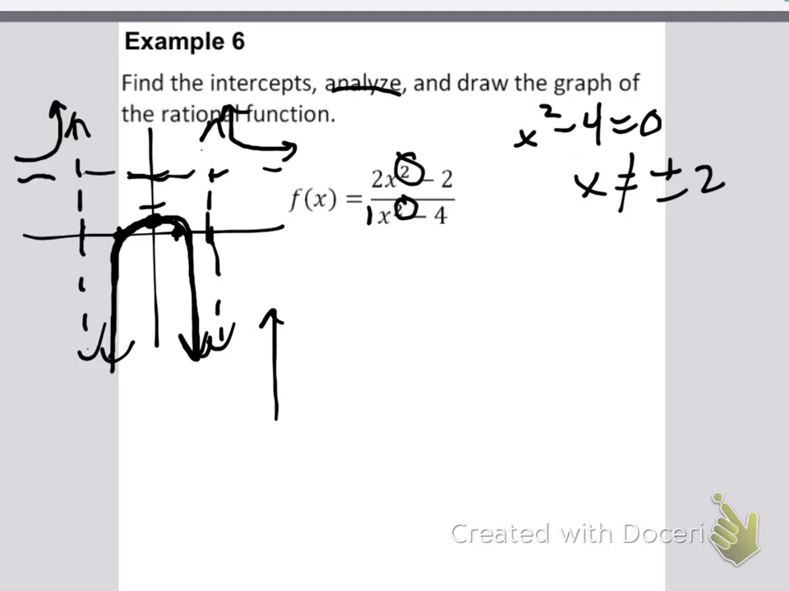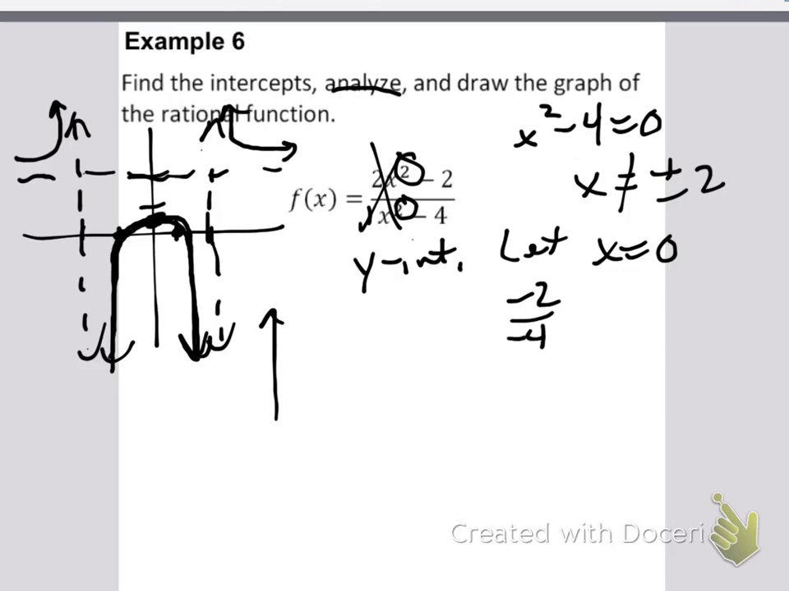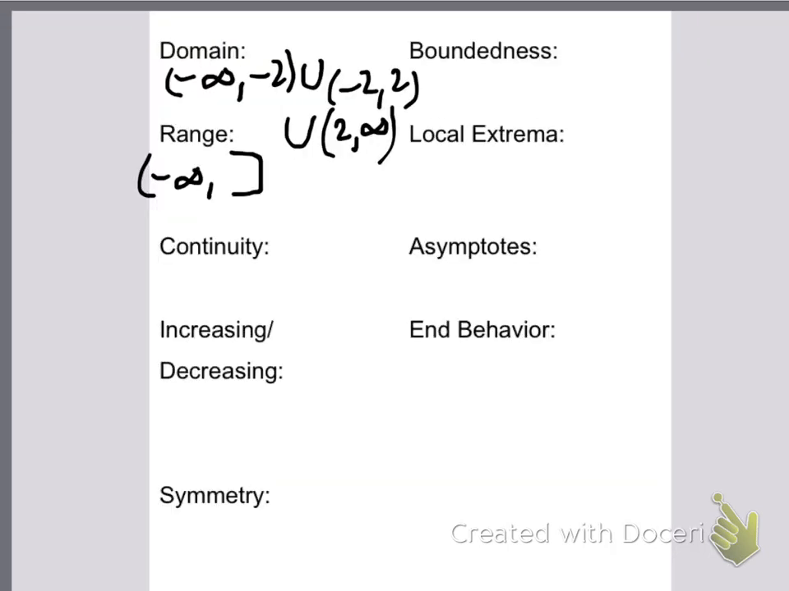This point right here is the y-intercept, right? So, how do you find the y-intercept? We talked about this before. Let x equal 0. If I let x be 0, both of those go away. What's left? Negative 2 over negative 4, which is a half. So the range is good all the way up to the y-intercept in this case. So 1/2. Now, union.